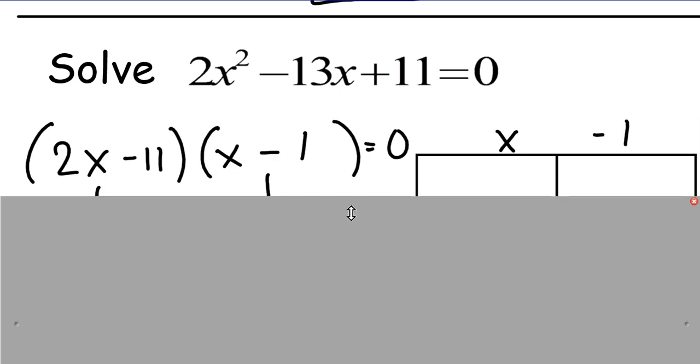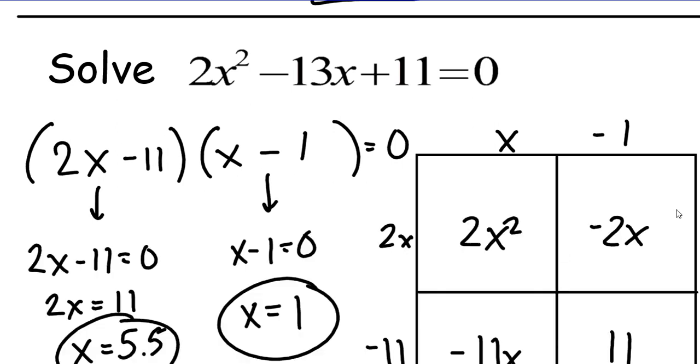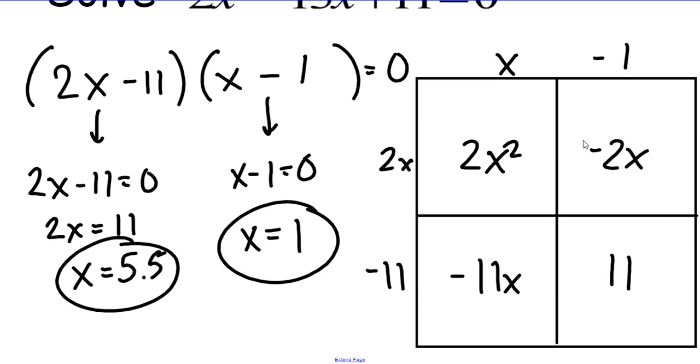Okay, first thing you would need to do is factor it. When you factor this, it's going to be 2x minus 11 and x minus 1. It has to be 2x and x because it's got to multiply to make 2x squared. It multiplies to make a positive 11, but since the middle is negative, you know both of these are negative, and it has to be a negative 11 first and a negative 1 second. You can check using the table over here that it makes everything correct. 2x squared, negative 13x, positive 11.